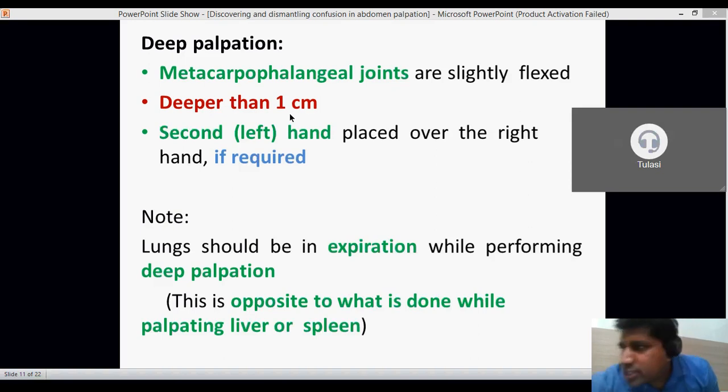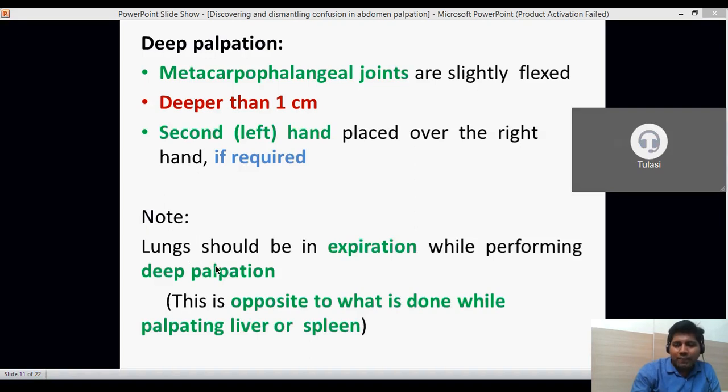Now the next question is, should you use the second hand? Many discussions happen, like, you should not use the second hand, or you should use the second hand. Well, the second hand can be placed over the right hand if required. The idea here is not to get fixed on one hand or two hands. The focus when doing deep palpation is to get your hand pressed more than 1 centimeter deeper from the skin. So if you need two hands, especially in case of ascites and obesity, use them. Otherwise, if you're able to do it with one hand, you can go ahead and do that.